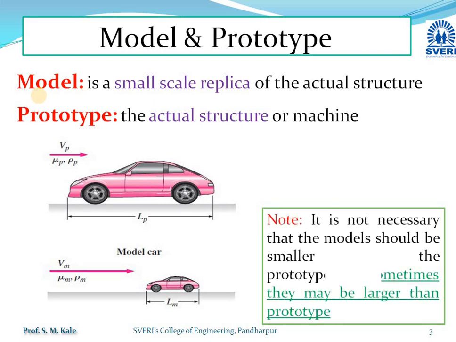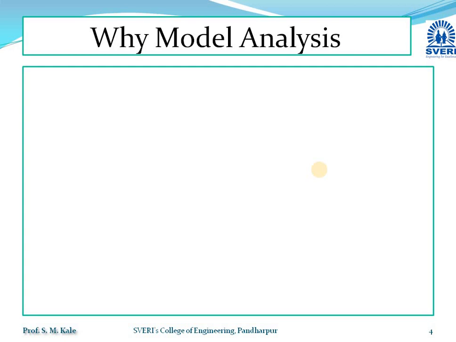Here it is not necessary that the model should be small all the time. Sometimes the actual machine or component I have to manufacture may be of a smaller size. So before manufacturing, to predict the behavior of that component, I may make a model which is larger in size. So it is not necessary that the model should be smaller than the prototype; sometimes it may be larger than the prototype.